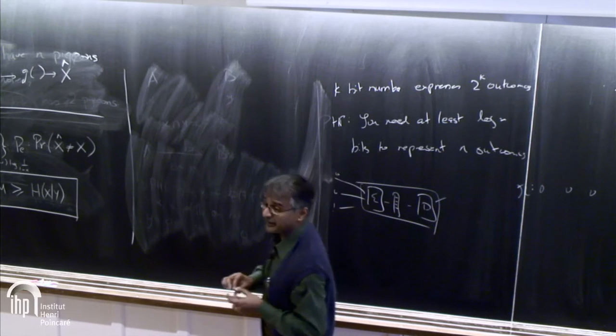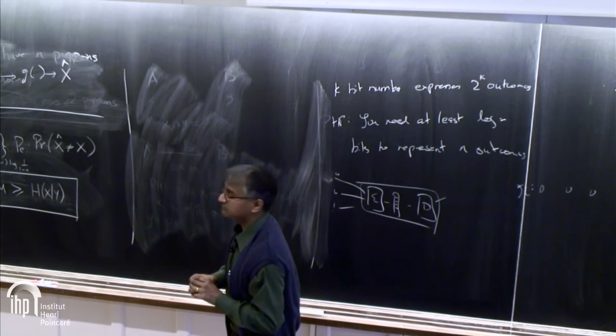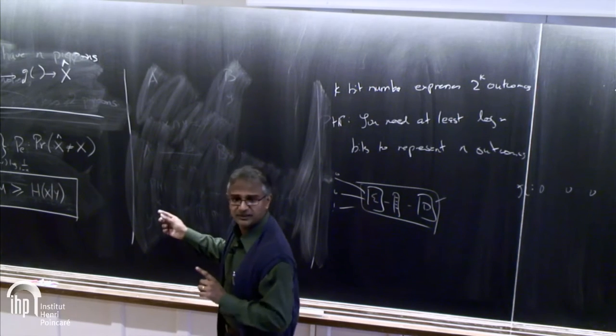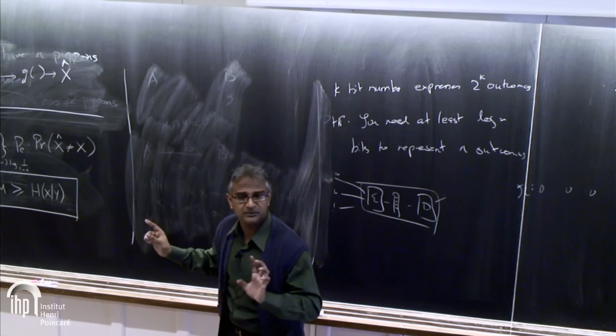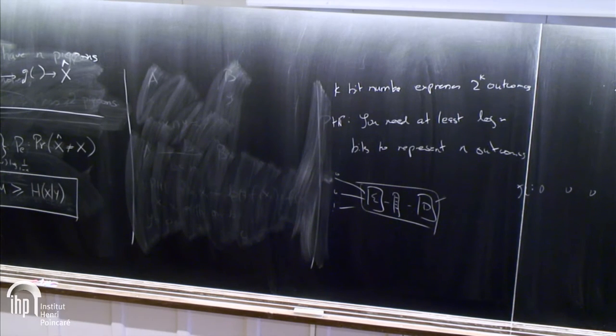Oh, I haven't defined conditional entropy, sorry. So this is a conditional entropy. Should I define the conditional entropy? Is that well defined, anyone? Okay, so these are things I assume. So the conditional entropy of X given Y, this is why I don't want to define it, because I'm sure I'll write it wrong somehow in the summation.